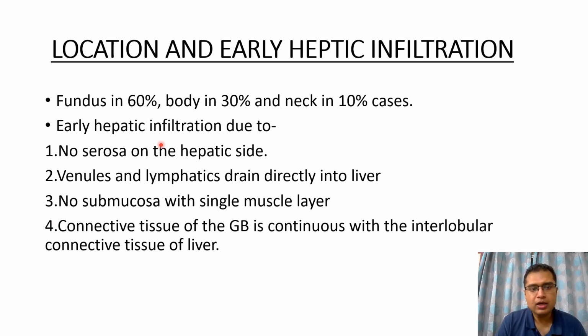So the first point being there is no serosa on the hepatic side of the wall. The wall does not have serosa, it doesn't have submucosa and has a single layer of muscle, hence making it thin, and easily the carcinoma spreads to the adjacent liver parenchyma. Secondly, the venules and the lymphatics from the gallbladder drain directly into the adjacent liver parenchyma. And another important point that has to be remembered is the connective tissue of the gallbladder wall is actually continuous with the interlobular connective tissue of the adjacent liver parenchyma. Because of all these reasons, there is early hepatic infiltration seen in gallbladder carcinomas.